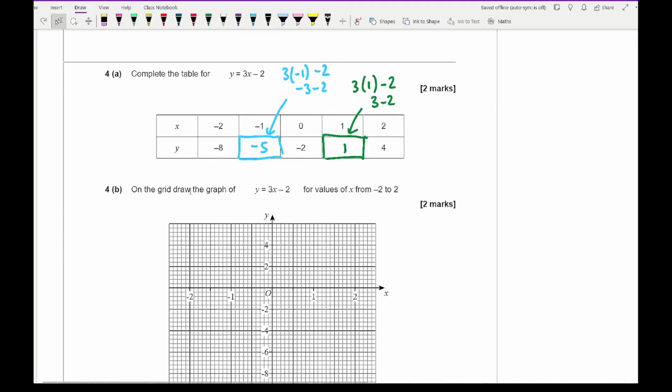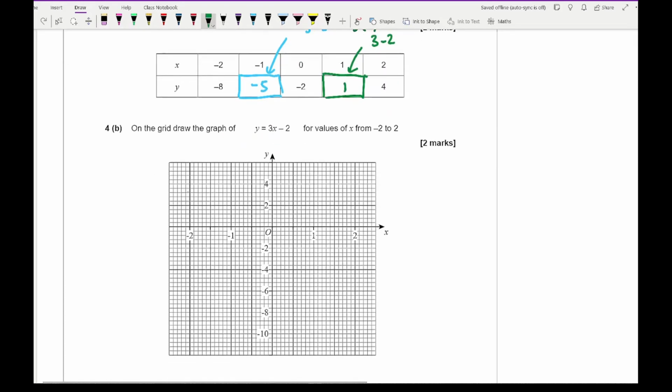The next thing for me to then do is plot those coordinates. So again, what you want to try and do is not go crazy with how you're plotting it. So at minus 2, it's at minus 8. So that's going to be there. Minus 1 is at 5, and that's going to be there. For 0, it's at minus 2. For 1, it's at 1. Which is there, and 2, 4.